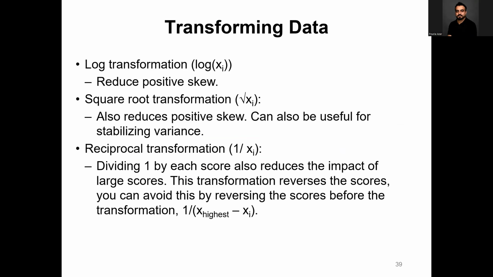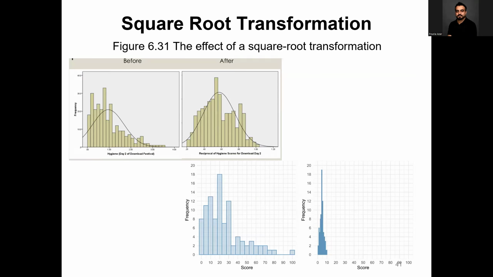And these are the transforming methods. So we have log transformation, which is the most common one. It reduces positive skewness. We have square root transformation. We have reciprocal transformation and other methods.